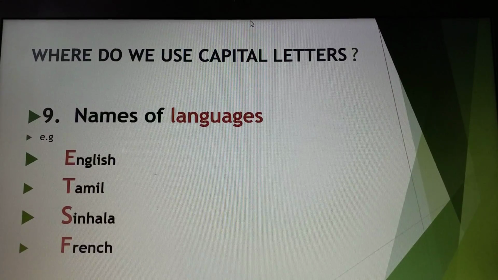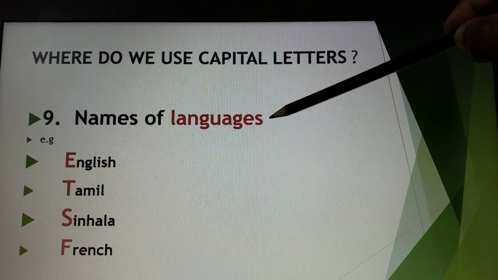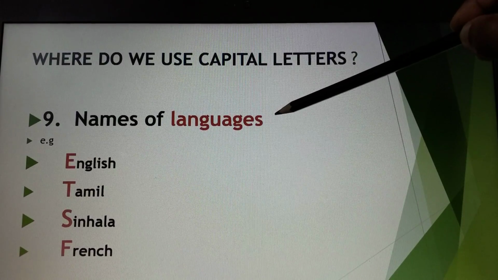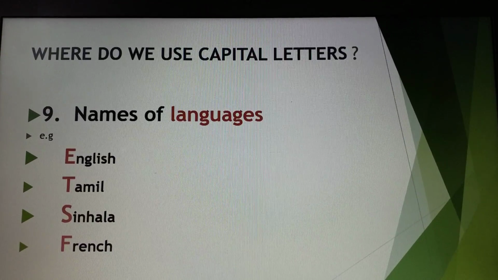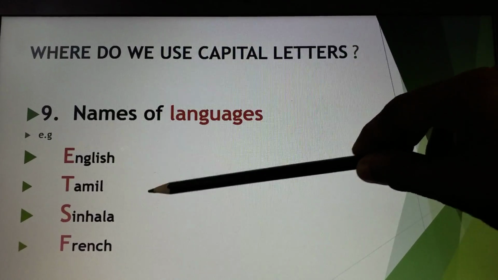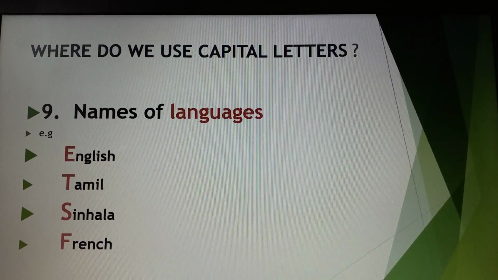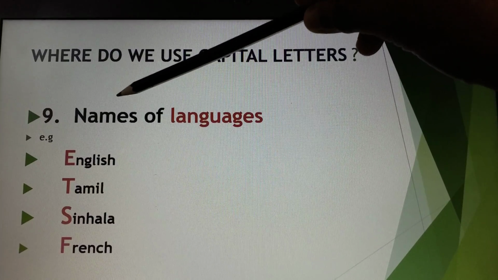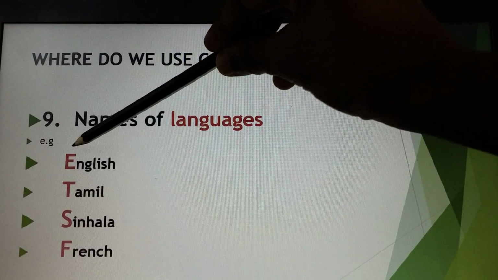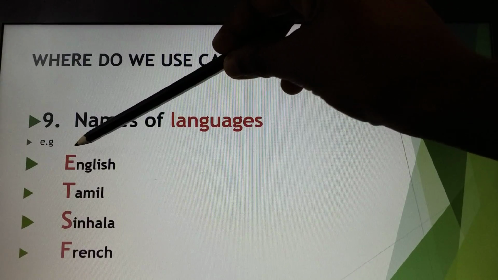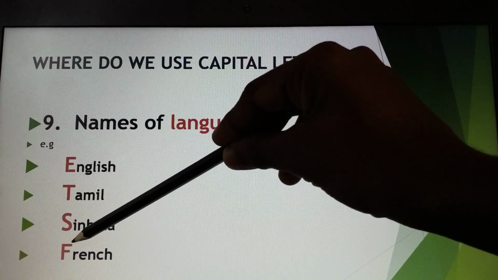We also use capital letters with the names of languages. English is a language. You are learning English now. Tamil, Sinhala, French are also languages. The first letter of a name of a language begins with a capital letter. English, capital E. Tamil, capital T. Sinhala, capital S. And French, capital F.